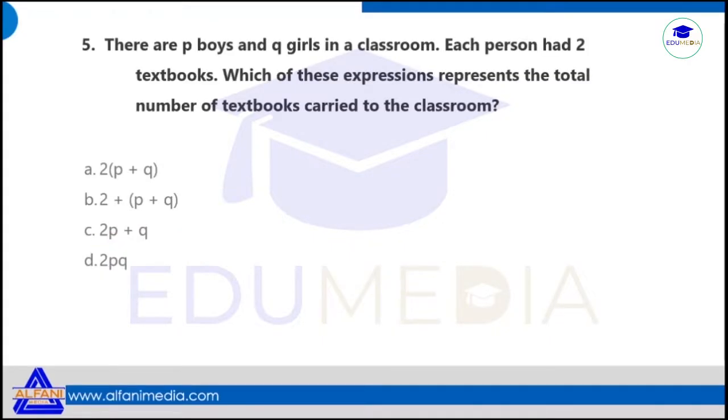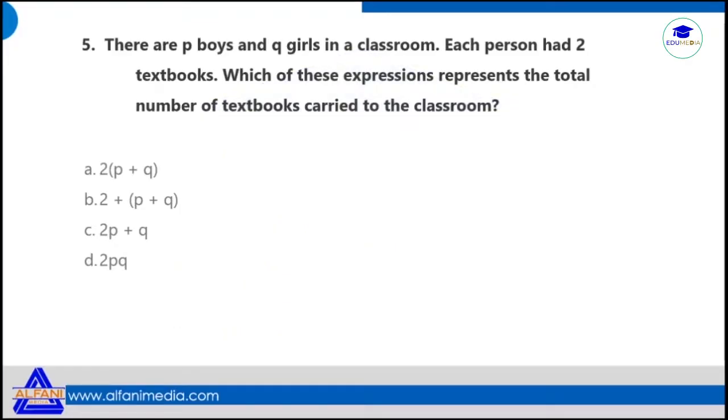Now we can see the next question. The next question said, there are P boys and Q girls in a classroom. Each person had 2 textbooks. Which of these expressions represents the total number of textbooks carried to the classroom? All right, so we have P boys, and then we have Q girls. Each of these people carried 2 textbooks. So the boys carry 2 textbooks, the girls also carry 2 textbooks.